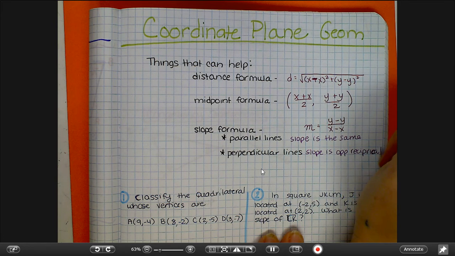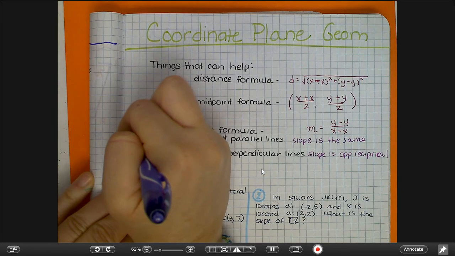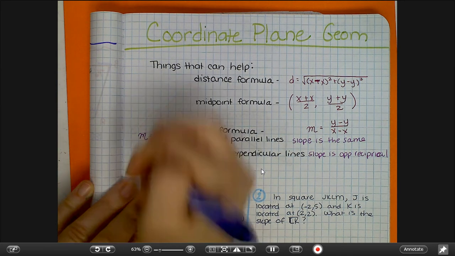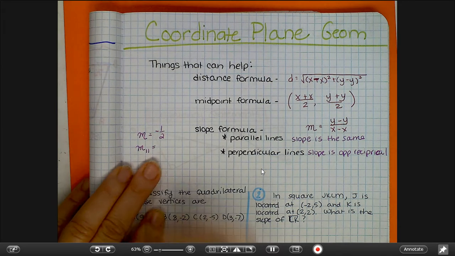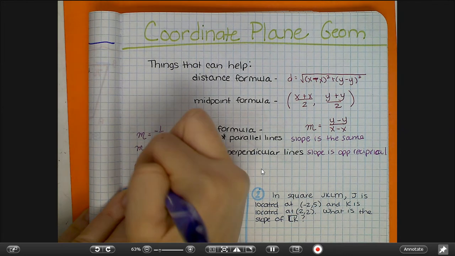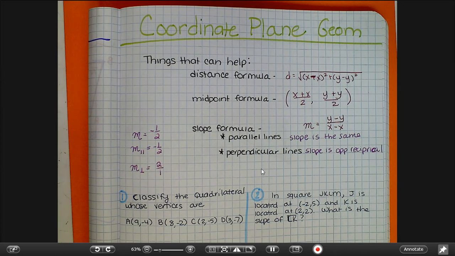Oops, I can't spell. Opposite reciprocal. So for example, if I told you that the slope of a line was -1/2, then the slope of a line that's parallel to that would be -1/2. And the slope of a line that's perpendicular would be +2/1, or just +2.